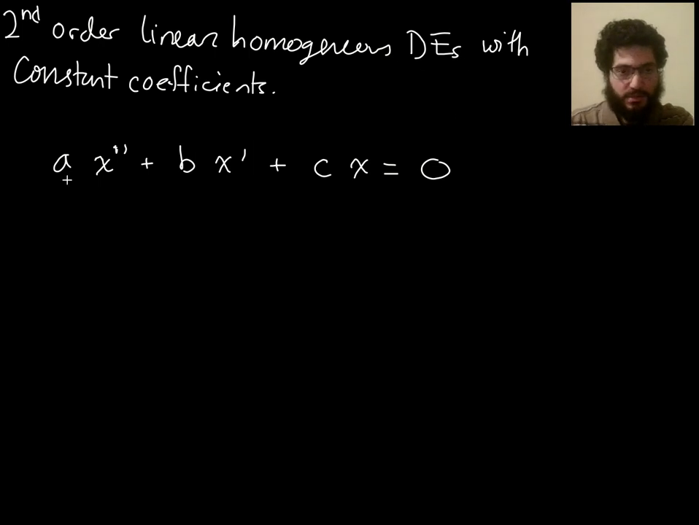And constant coefficients refers to the fact that a, b, and c are constants. They do not depend on time. So they are just some numbers. And we're not specifying what they are so that we can be completely general about everything.